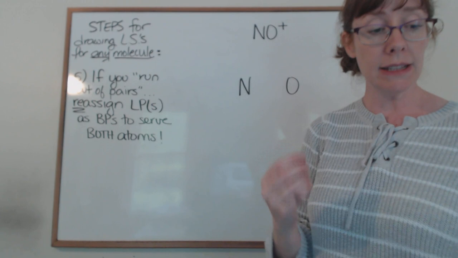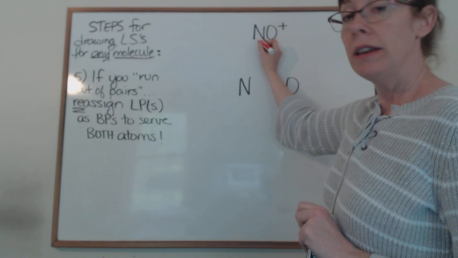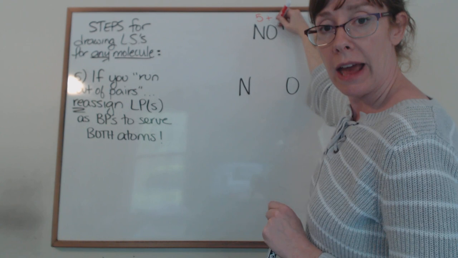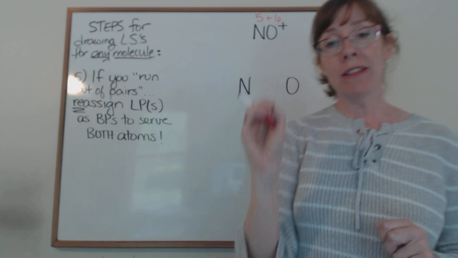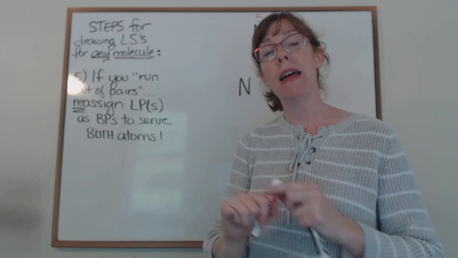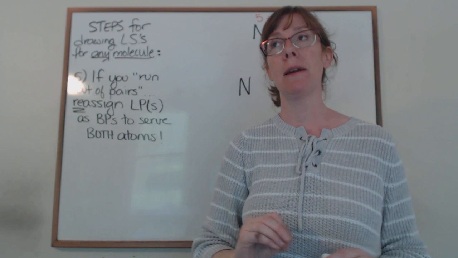Second step, total number of valence electrons. So here's where we got a little something different here. Nitrogen has 5. And we're going to add however many oxygen gives us. Oxygen has 6 valence electrons. Now, if you add those together, you're going to get 11. 11 is not divisible by 2. That's another reason why I like people to count the number of pairs, because it will sometimes catch them making a little tiny mistake.